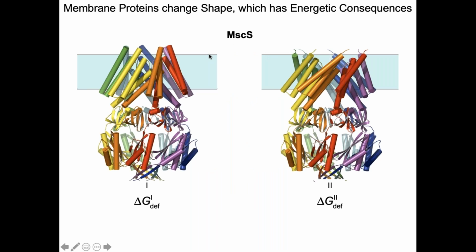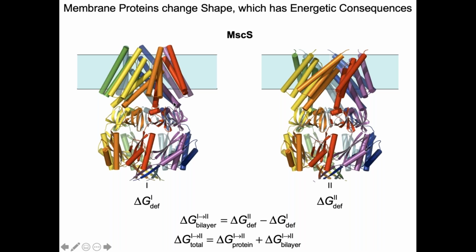And if you now look at this more generally as two different conformations of a protein, we would have a bilayer deformation energy associated with this conformation, and the free energy difference between these two conformations becomes a bilayer contribution to the overall free energy cost of the protein conformational change.